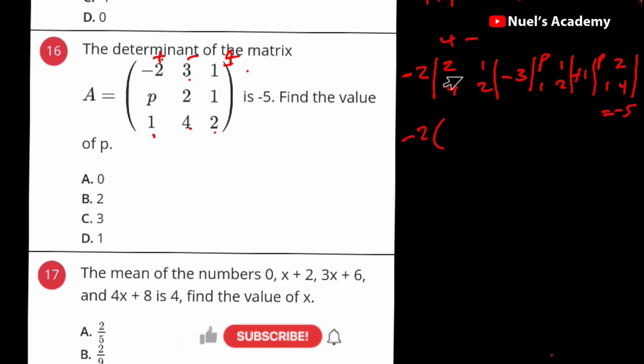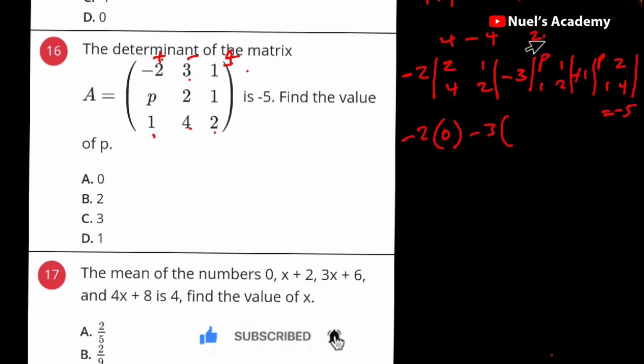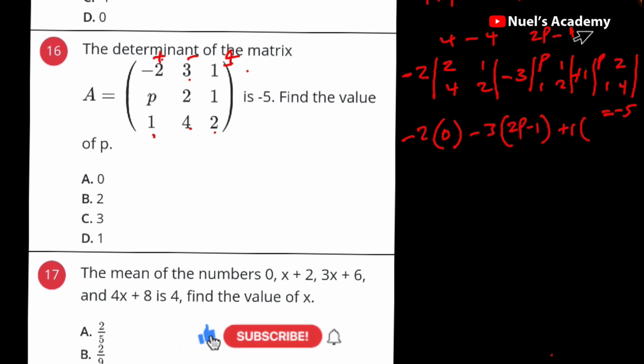Then minus 4 times 1 is 4. 4 minus 4 is equal to 0. So we write 0 here. Then minus 3 into p times 2 is 2p, minus 1 times 1 is 1. So we just have 2p minus 1 here. Then we have plus 1 into p times 4 is 4p, minus 2 times 1 is 2. So we just have 4p minus 2.